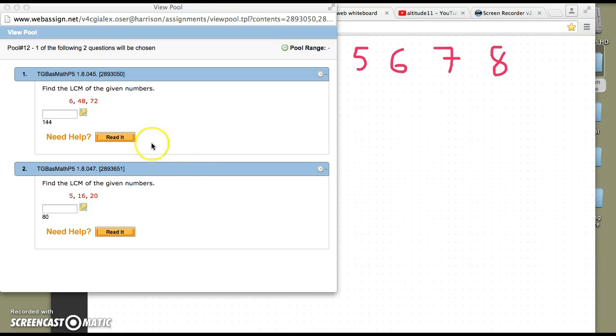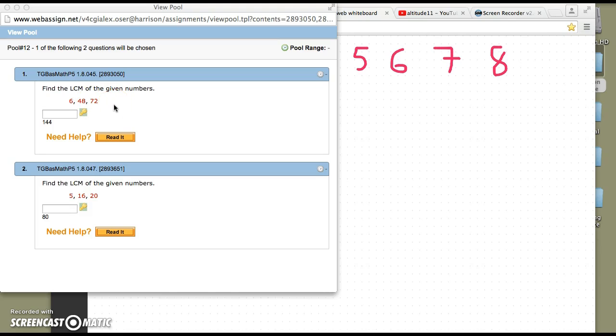So, it says we need to find the least common multiple for the given numbers. So we have the numbers 6, 48, and 72. What we're trying to do here is find a number that ends up being a multiple of all three of these given values. We want a number that's a multiple of 6, a multiple of 48, and a multiple of 72.